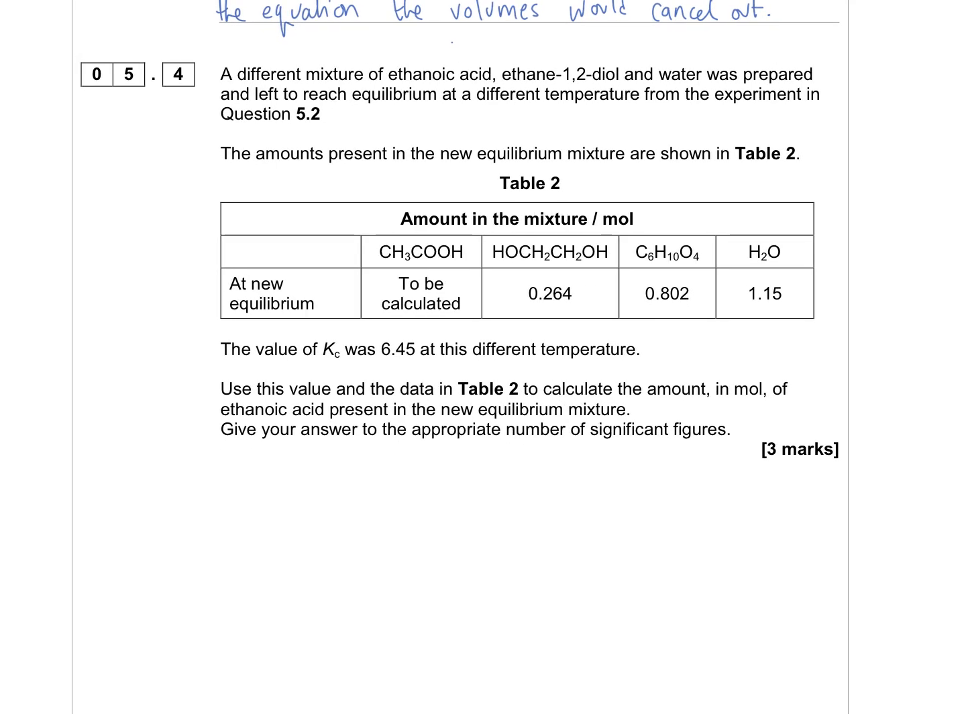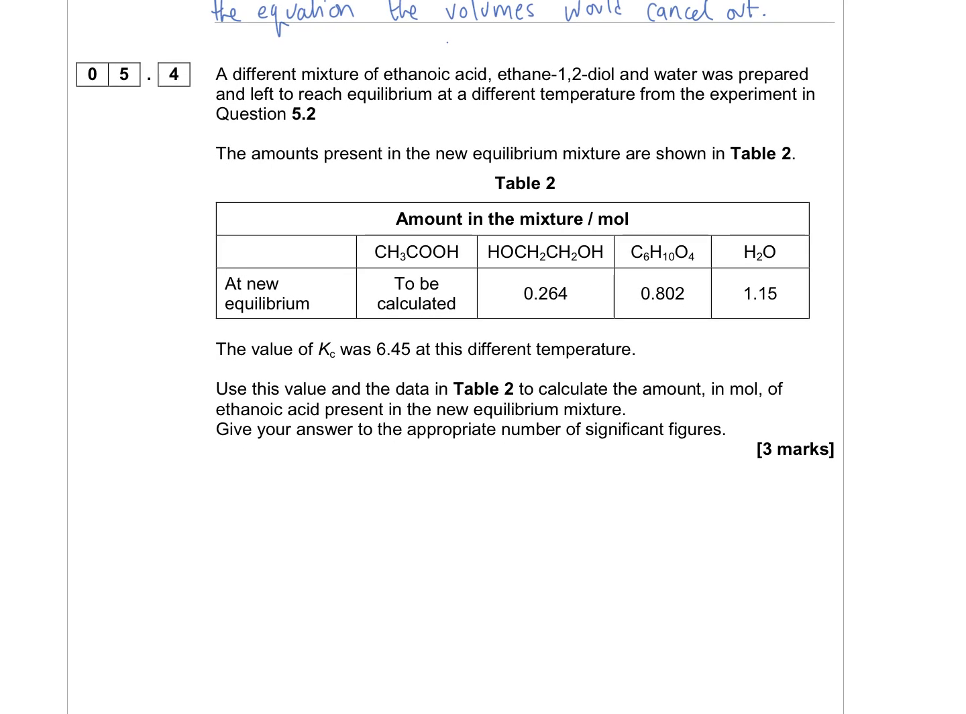So 5.4, they've been nice to you here. They've given you some data, just in case you couldn't work out the equilibrium data from before, and they're asking you to use that data to work out, well, they've given you the equilibrium constant and they want you to rearrange it to work out what the equilibrium value of the ethanoic acid is.